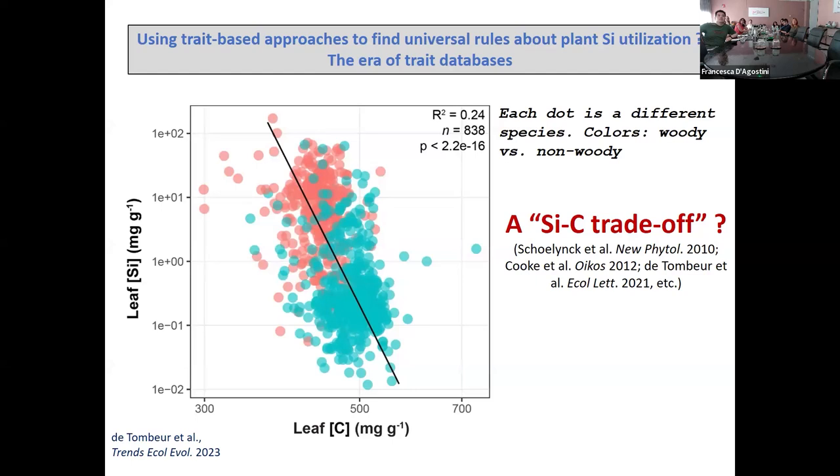There is a lot in the literature about silicon and this matter of trade-off with carbon and carbon-based compounds. Maybe some of you have heard about it. And we found the same in the database, but we are not the only ones. There are several papers that show a negative relation between leaf silicon concentration and leaf carbon concentration. And sometimes it's not leaf carbon concentration, sometimes it's lignin, cellulose, phenolics, or specific carbon-based compounds. That's a bit weird because it could simply be a dilution effect, right? On a 100% basis, if you have more silicon, you have less carbon. So it could be only that. But that's still puzzling and quite interesting. So we found that with a lot of species in the database.